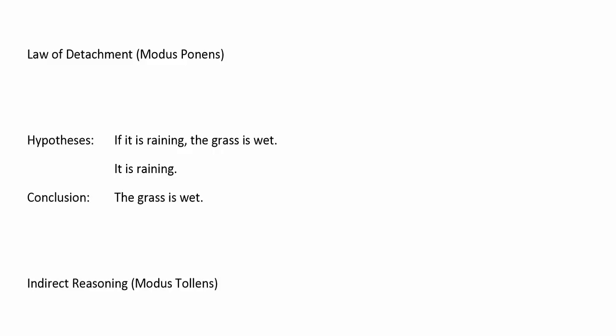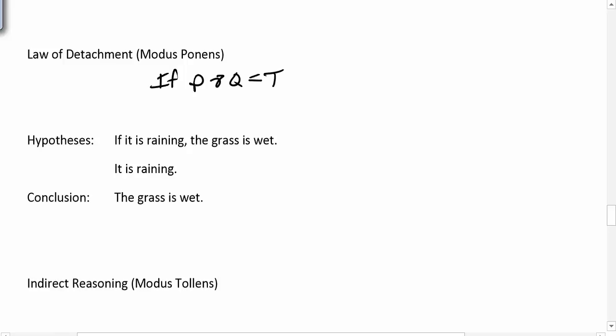Okay, so let me go a little bit more further in detail with that valid reasoning statement. We actually have a law. It's called the Law of Detachment, or in Latin, modus ponens. What this says is that if I have a conditional, P implies Q, that is true.